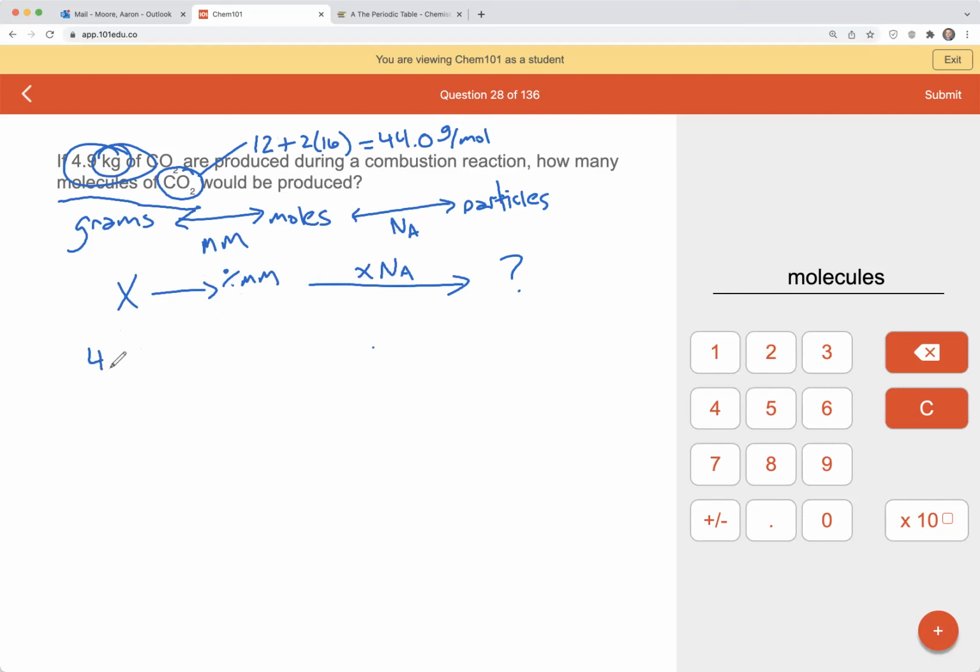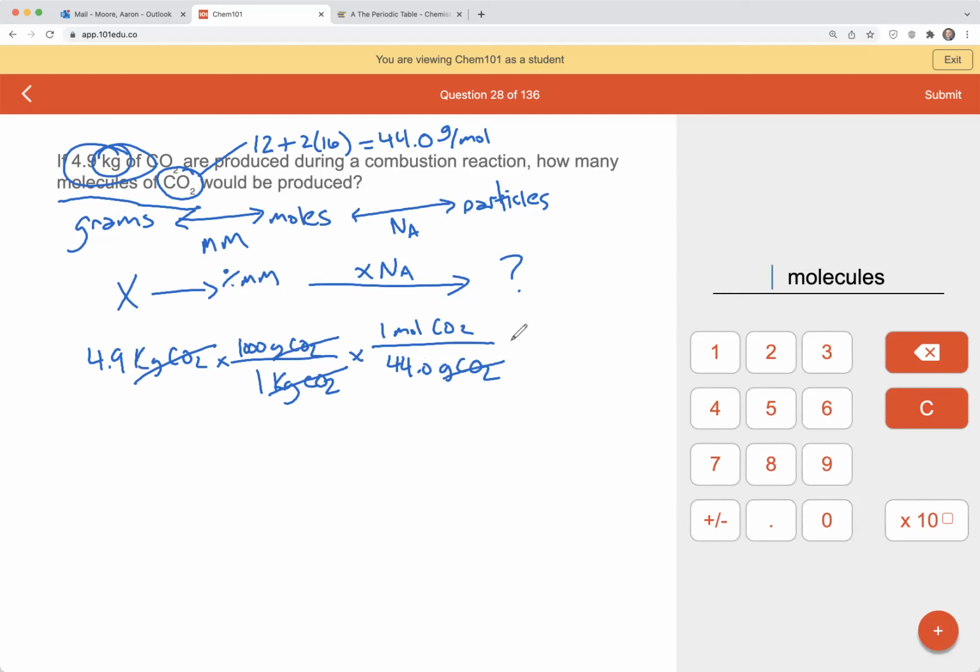So I start with the fact that I have 4.9 kilograms of CO2. Well, I know that by definition, 1 kilogram is 1,000 grams. So kilograms of CO2 cancel, and now I have grams of CO2 as my units. And I need to convert that into moles. So I know that by definition, 1 mole of CO2 is 44.0 grams of CO2. So now units of grams of CO2 cancel, and I have units of moles of CO2.